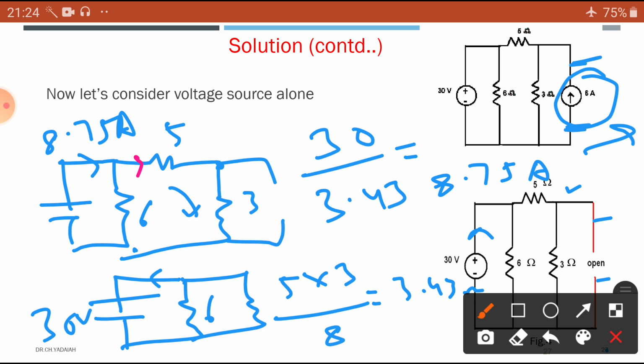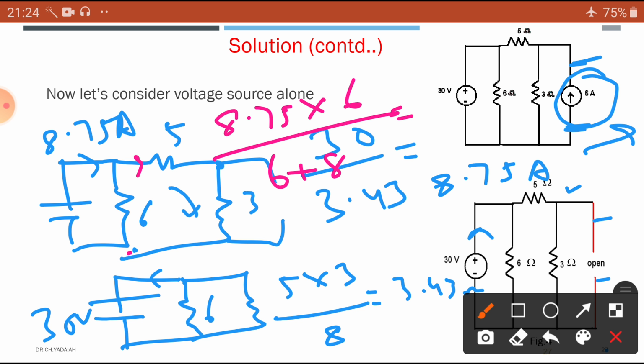So now I want to know what the current is in this one. Same method. So here is the circuit, this is the total current. I want this current, so current division. Here the total current is equal to 8.75 into the opposite 6 ohms divided by 6 plus 8. We are going to get the current. Okay, that current may be nearly 3.75 amperes. We are going to get 3.75 amperes.